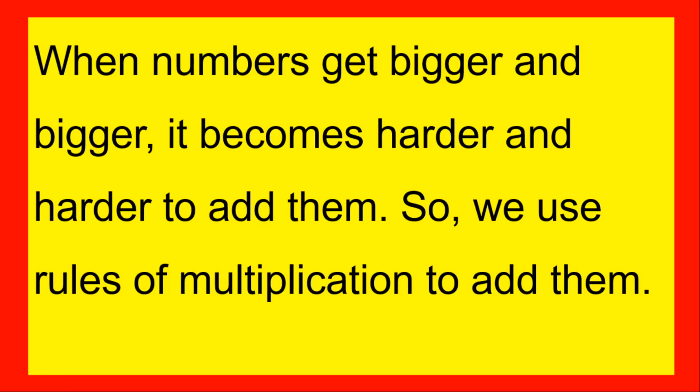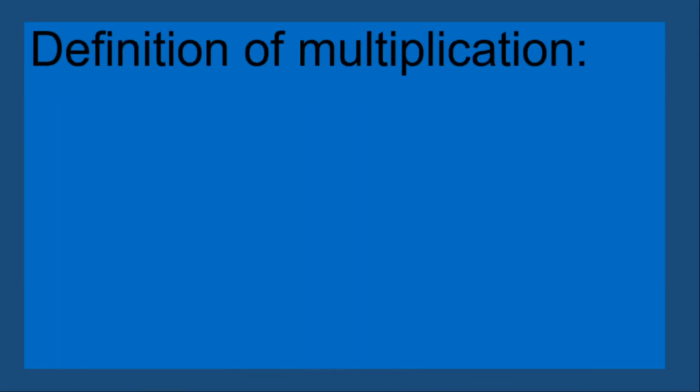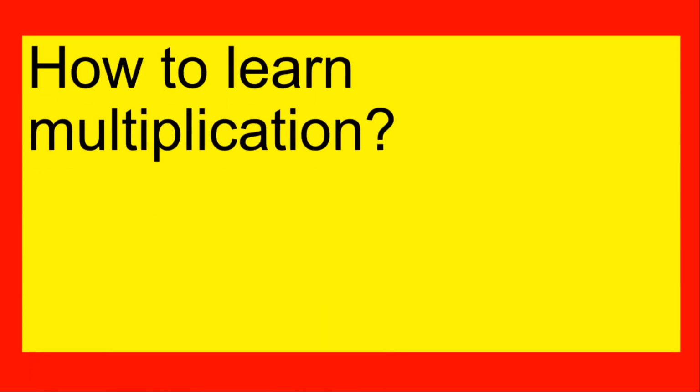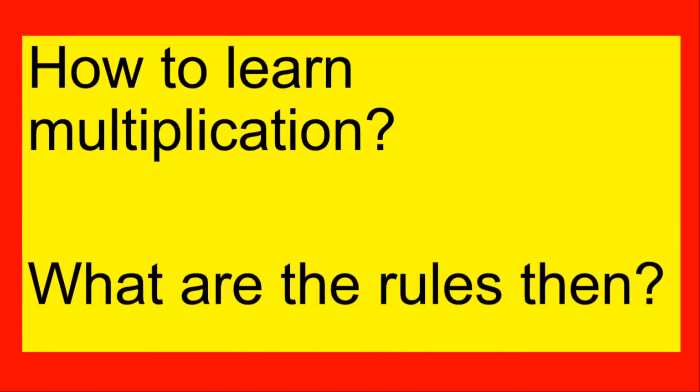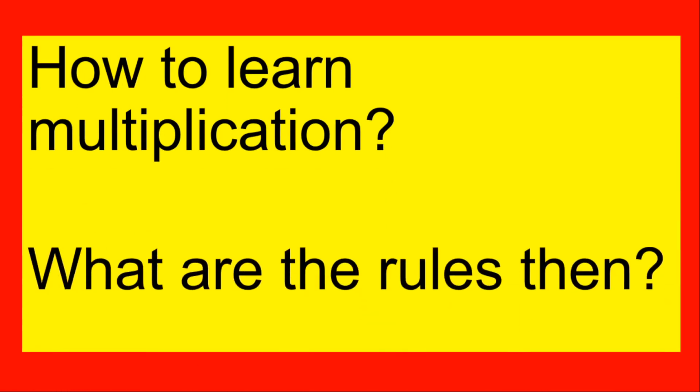When numbers get bigger and bigger, it becomes harder and harder to add them. So we use rules of multiplication to add numbers. Let's have a definition of multiplication, especially for this example. Multiplication is a fast and easy way of adding numbers. How to learn multiplication and what are those rules then? Let's see and try to understand.